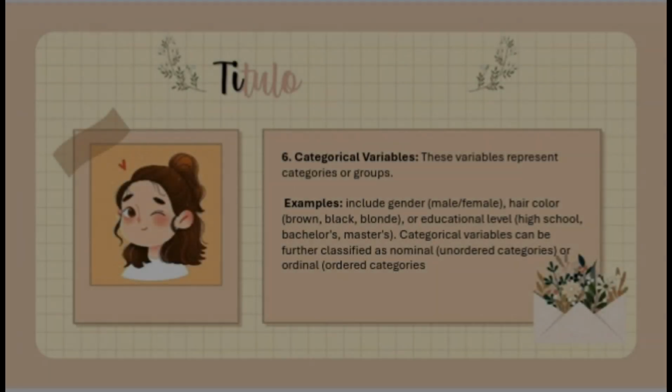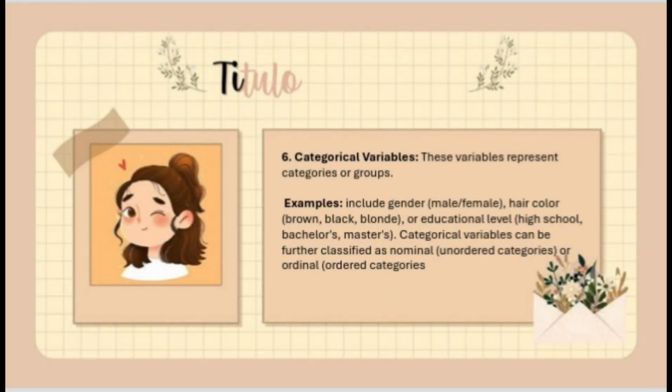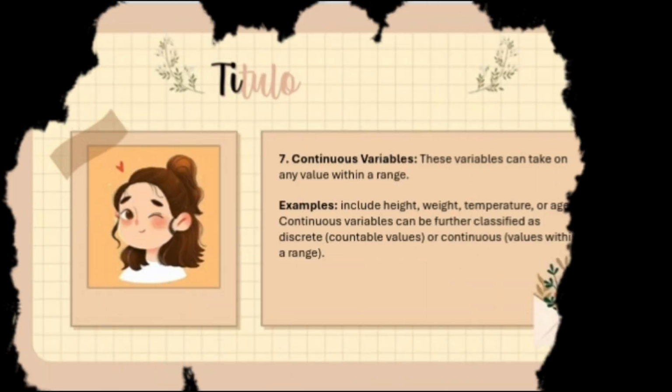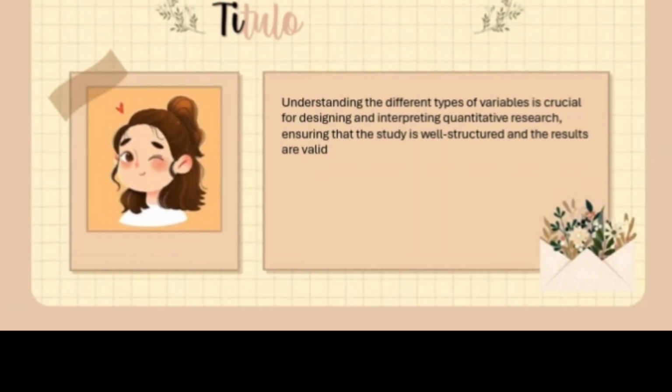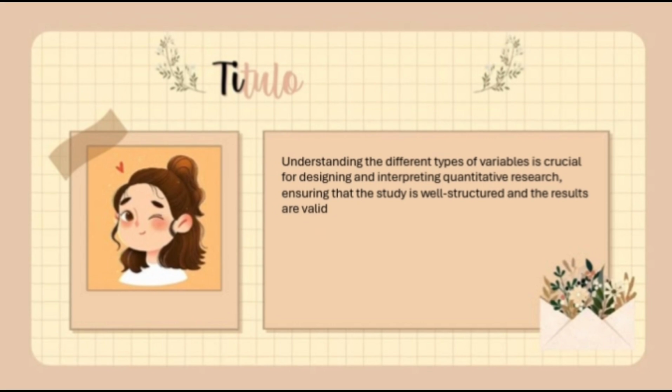Categorical variables. These variables represent categories or groups. Examples include gender, hair color, and educational level. Lastly, continuous variables. These variables can take on any value within a range. Examples include height, weight, temperature, or age. Continuous variables can be further classified as discrete, countable values, or continuous.